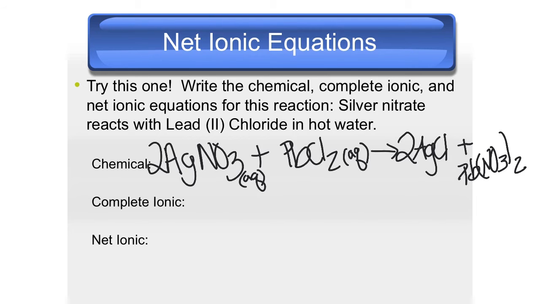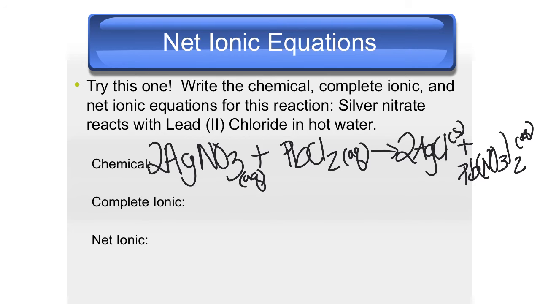Now, using my solubility rules, I can figure out whether silver chloride is AQ or solid. If you look at your solubility rules, halides, which chloride is one, are always soluble except when paired with lead, silver, and mercury. So this one is going to be my solid. Nitrates are always soluble. There's no exception, so this is going to be my AQ. That's a regular chemical reaction.